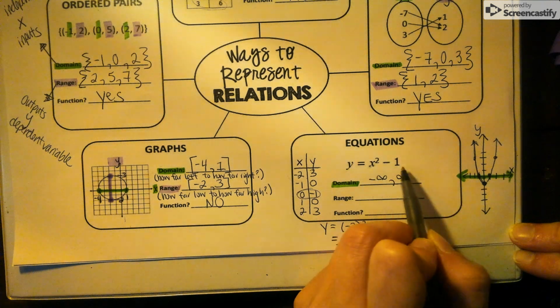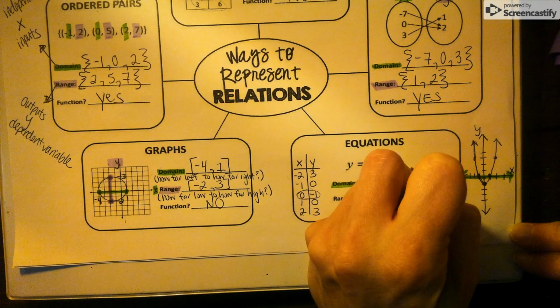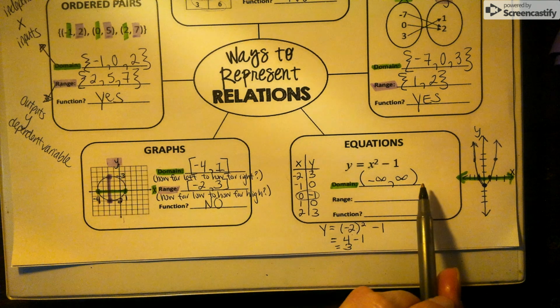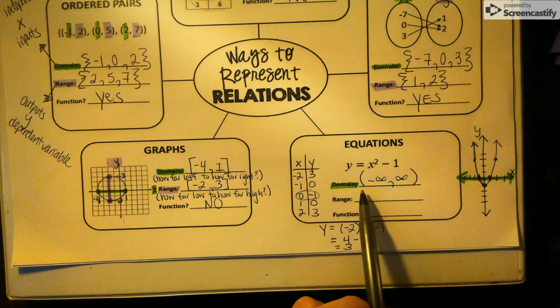Now with infinity, we always use the parentheses because infinity is not a true number or a true endpoint. It's kind of like a holding number, I guess you could say. So we always use parentheses because we can't say infinity is in fact an actual number.